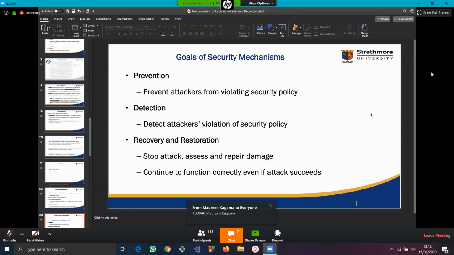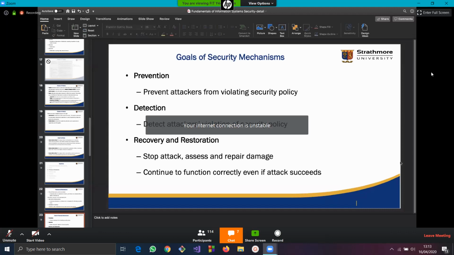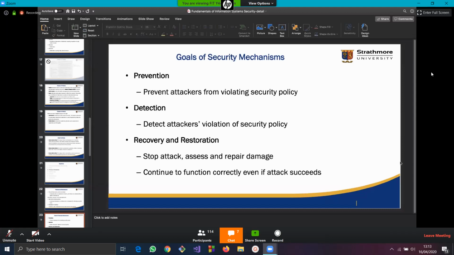So where does the biometric system fall? Tara, Kadeni? If you have data, where will they fall? Prevention, detection, or recovery? Hello? Yes, we can hear you. Biometric systems are prevention techniques because they prevent unauthorized access into a system. Okay.